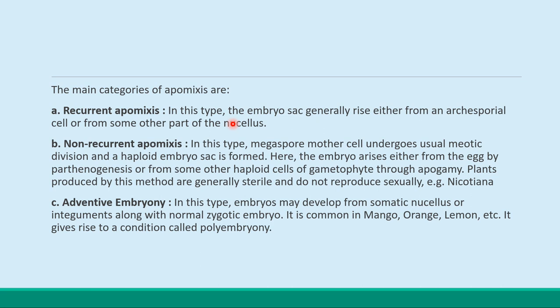म्हणजे काय होतंय रिकरंट ॲपोमिक्सिस मध्ये एम्ब्रायो सॅक कशापासून तयार होणार आयदर फ्रॉम द archaeosporial cell or from the other part of the nucleus. And in diplospory, the unreduced embryo sac is derived from the diploid megaspore mother cell.